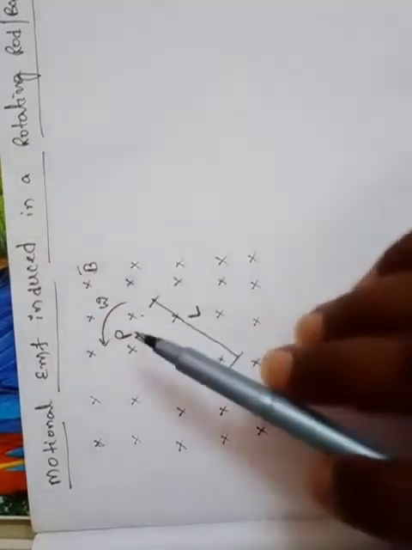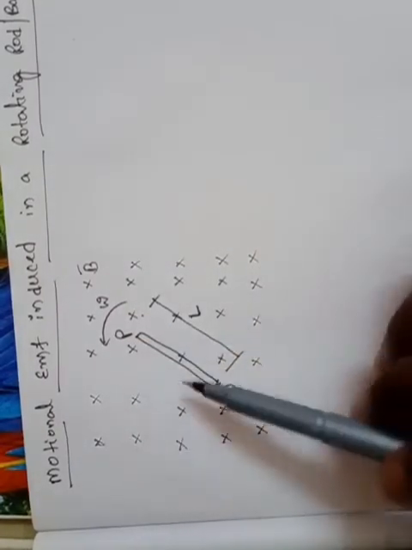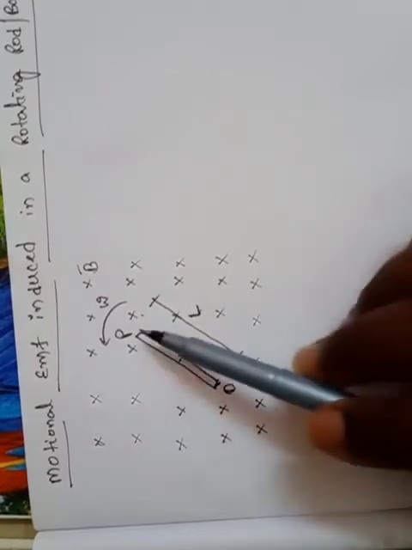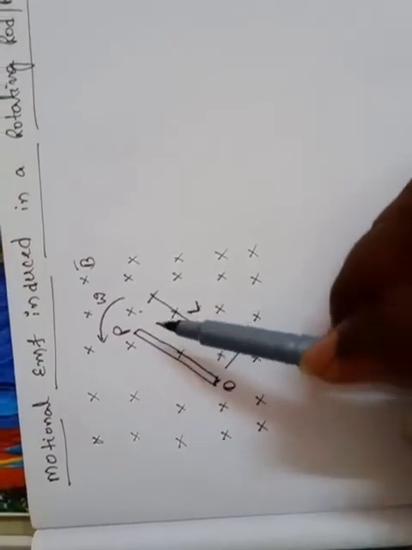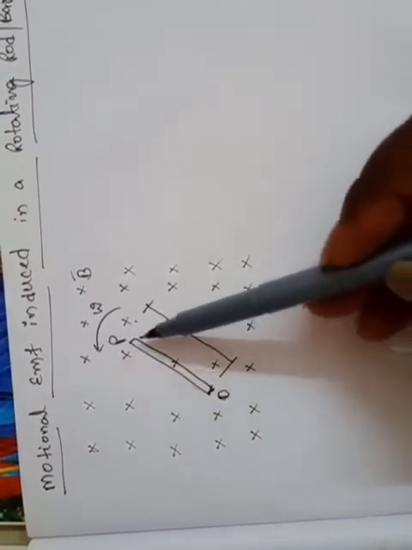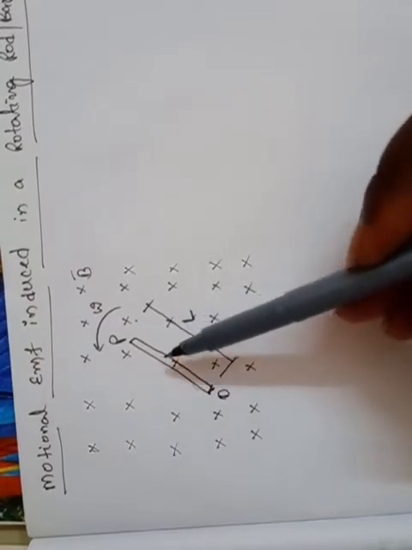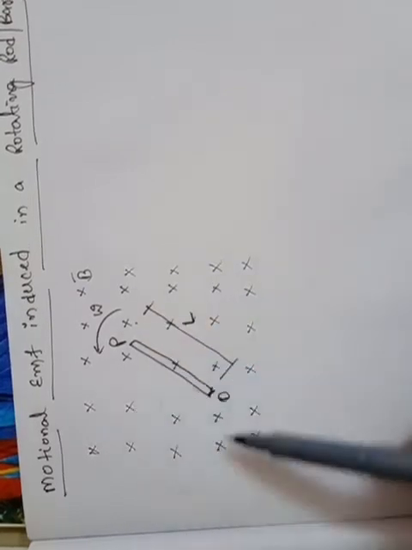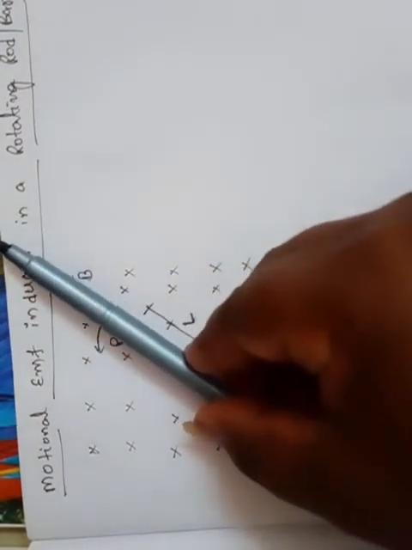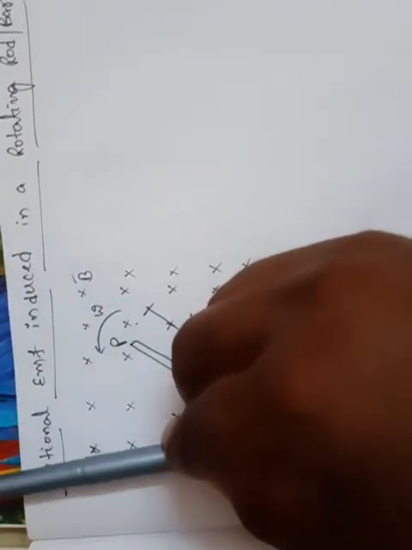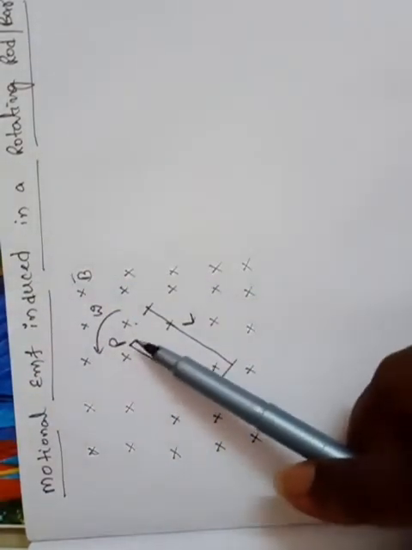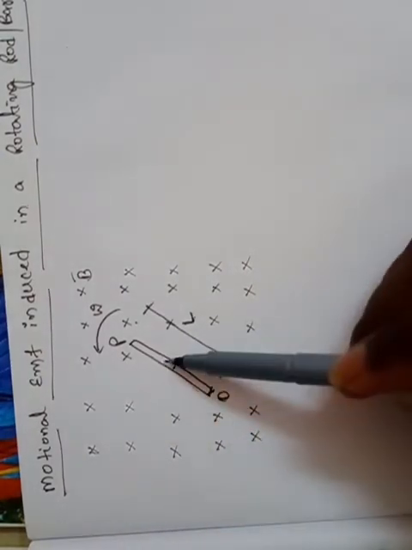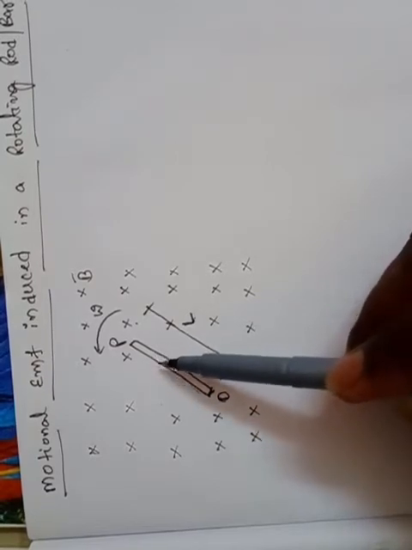Now if the rod of length L is rotating in the magnetic field about the point O, how much EMF is induced in this rod? We are going to calculate. Whenever there is a change in flux in a conductor or closed loop, EMF is induced. Here it is not a closed loop, just a conductor of length L rotating in the magnetic field. Whenever this rod rotates, the length of the conductor is continuously cutting the magnetic field lines, which means EMF is induced.